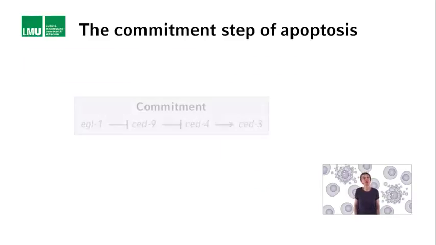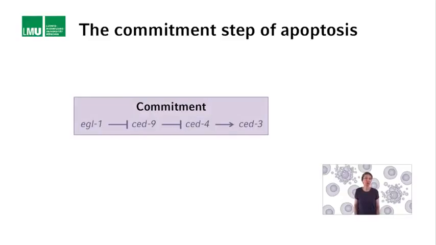Here now, the genetic pathway of the commitment step. It is a simple linear pathway with 4 components. The interactions between these 4 components are either negative or antagonistic, as between AGO1 and SET9, or SET9 and SET4, or positive or activating, as between SET4 and SET3.